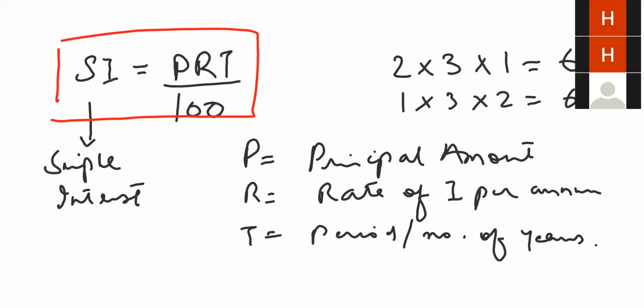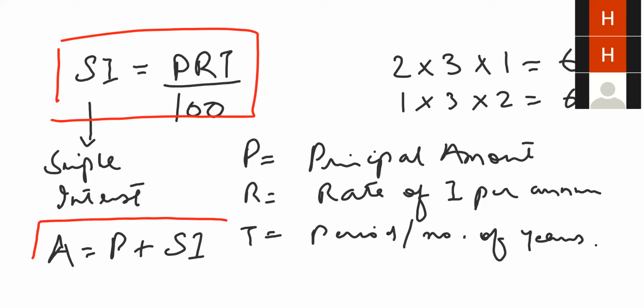Now, this won't be the total amount, but just the extra amount that the bank is paying to you. When they ask you in the question to find the total amount that you now have, that is when you'll do A is equal to P plus simple interest. This means that the principal amount you had already paid to the bank, you're adding the simple interest that you calculated by the simple interest formula, and then you finally get the total amount that you now have in the bank.